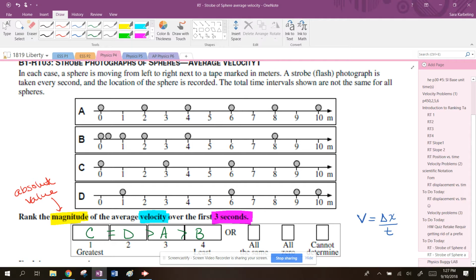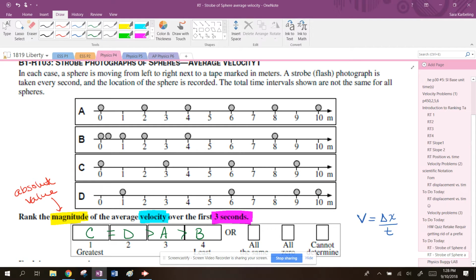Excellent. What can you tell me? Well, before I say that, questions? I didn't mean to go too fast. Questions on that? Okay. What can you tell me about the motion of ball A? Constant, consistent, right? Yeah, constant velocity.